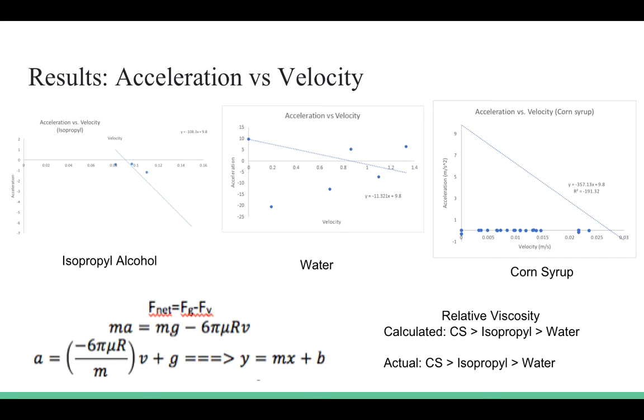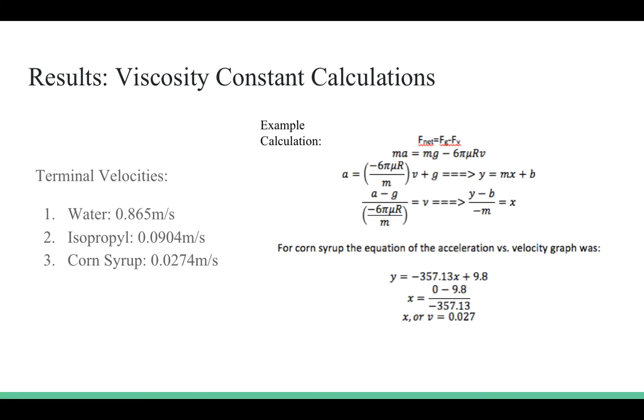As you increase the slope, the viscosity constant increases because everything else in the slope is the same. Therefore, you can use the slopes of the trend lines to compare the relative viscosity constants of the fluids. The relationships we found were consistent with literature values.